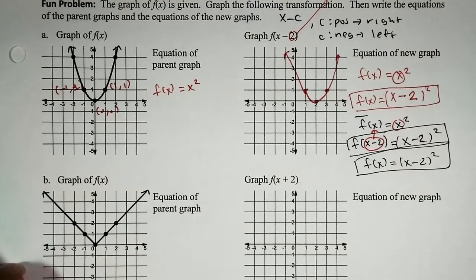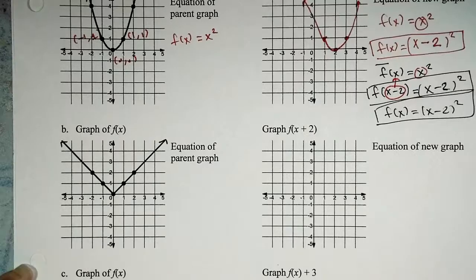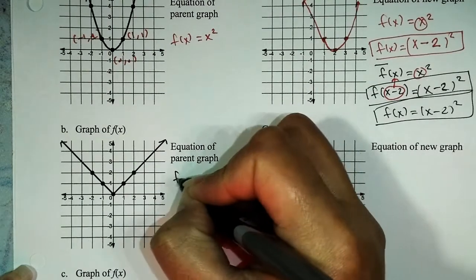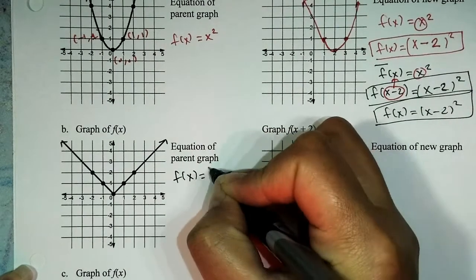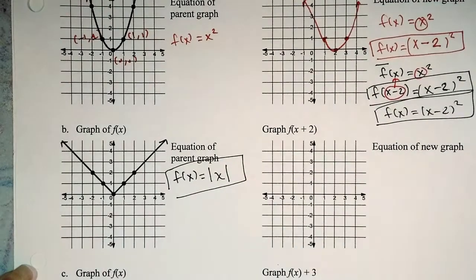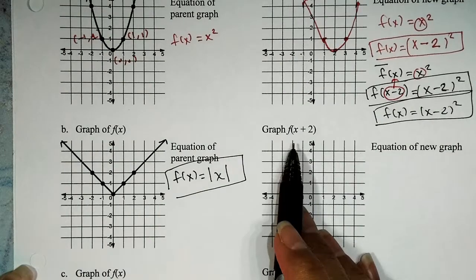Perfect. All right, so let's go ahead and continue the fun with problem B. Problem B, so we have the graph of f of x. Just go ahead and pencil in the equation. So this is the absolute value, so we have f of x equals absolute value of x. Again, we can write down the equation or function now, or we can do it later. And we are asked to graph f of x plus 2.